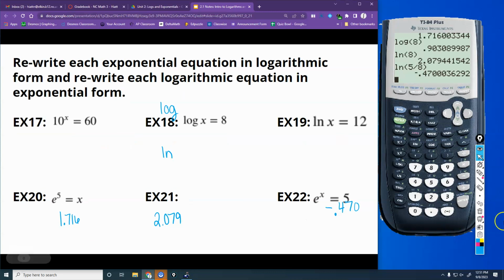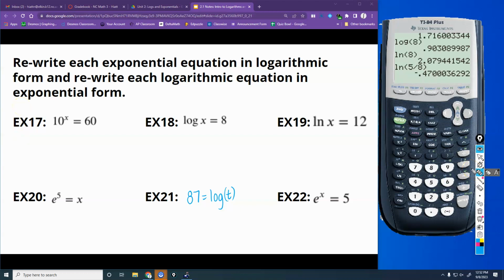Questions so far? Alright. Now let's practice here. I obviously forgot to put a question there for number 21, so I'm going to make one up. Let's write it the other way: 8 to the t equals log of t. We're just going to put that in there since I forgot to fill that in.